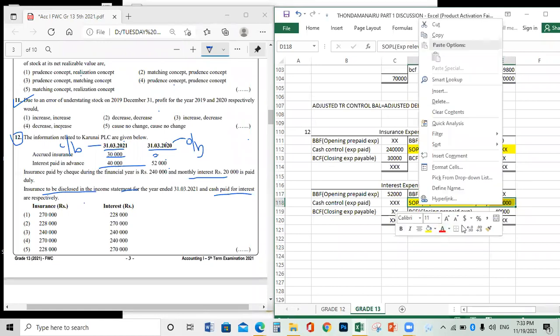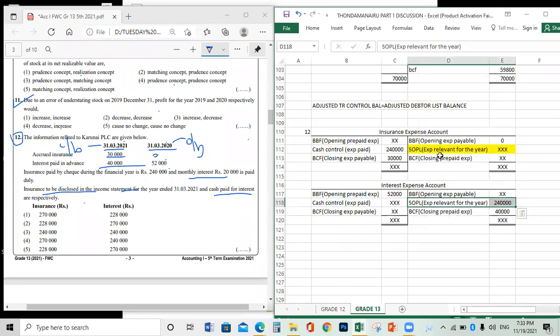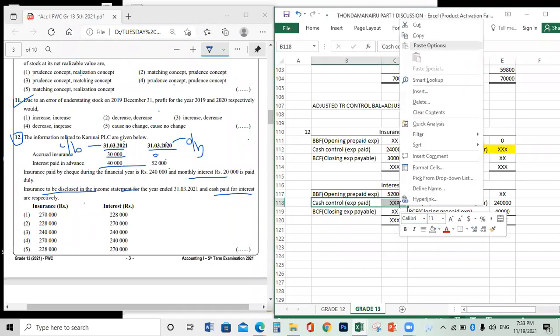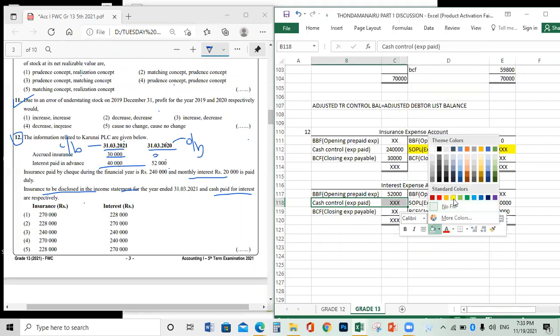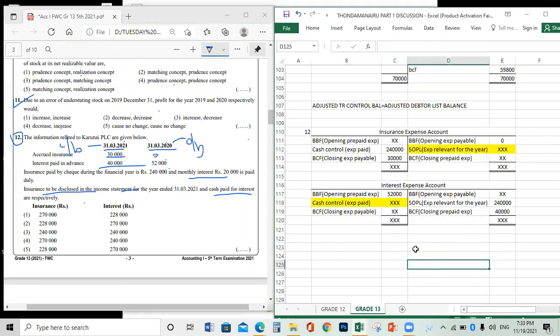Now, see the requirement. What are they asking? The first one, insurance should be recorded in the income statement. They are asking for this highlighted one. Second requirement, they are asking the cash paid for interest. First of all, understand the requirement.